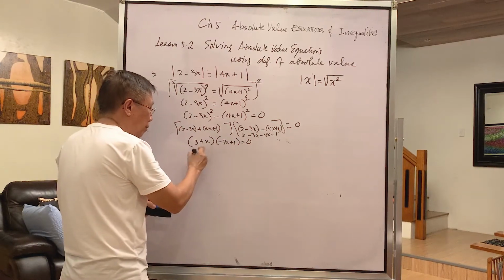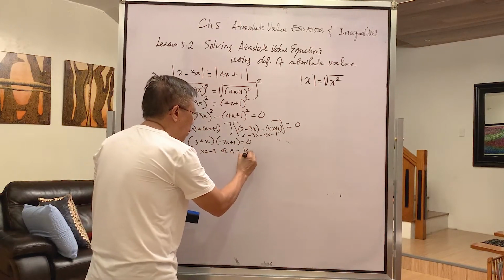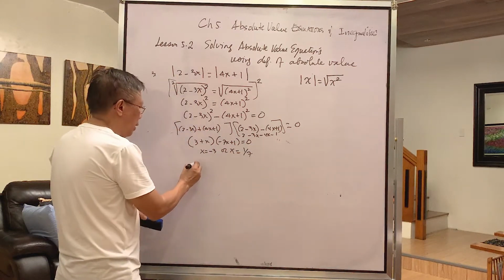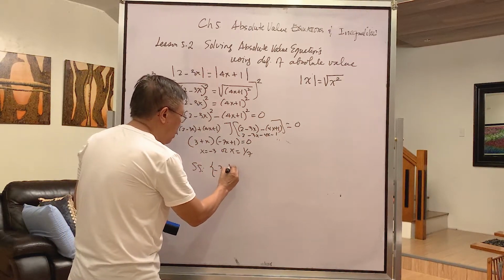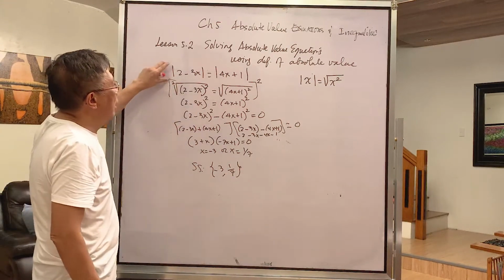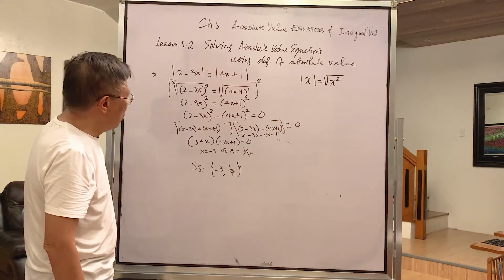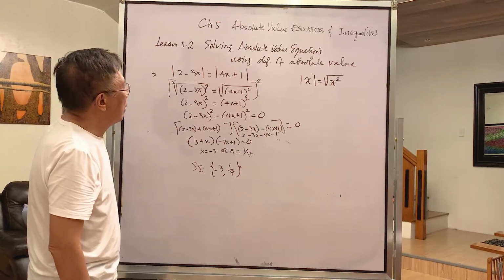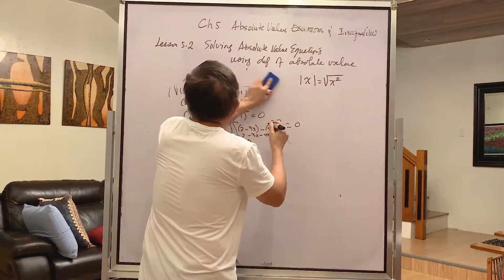Using the zero product theorem, I will get here x equals negative 3 or x equals 1 over 7. And I can easily show that negative 3 and 1 over 7 will satisfy the given absolute value equation. Okay, let's have the last number there.